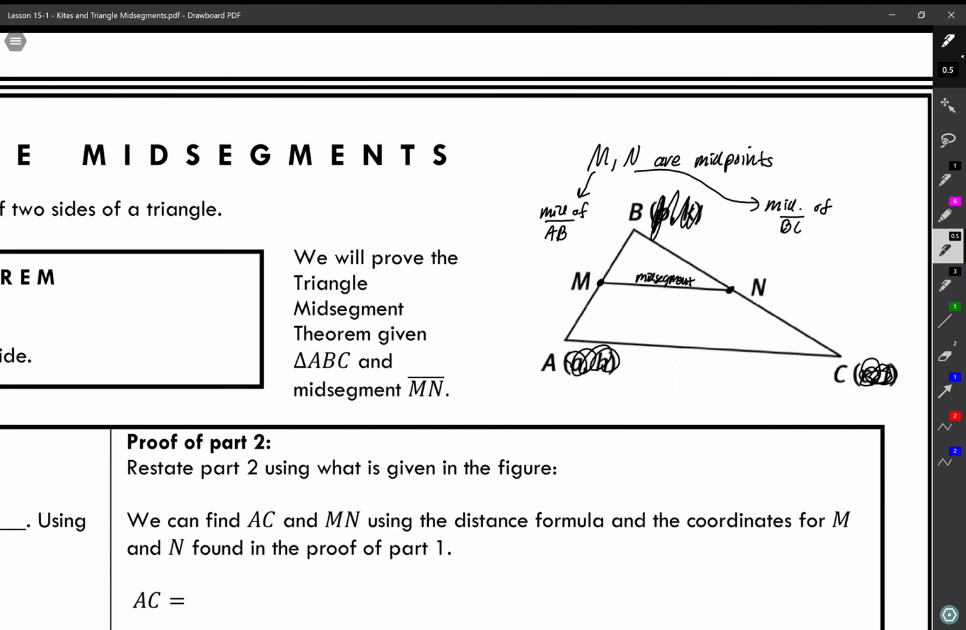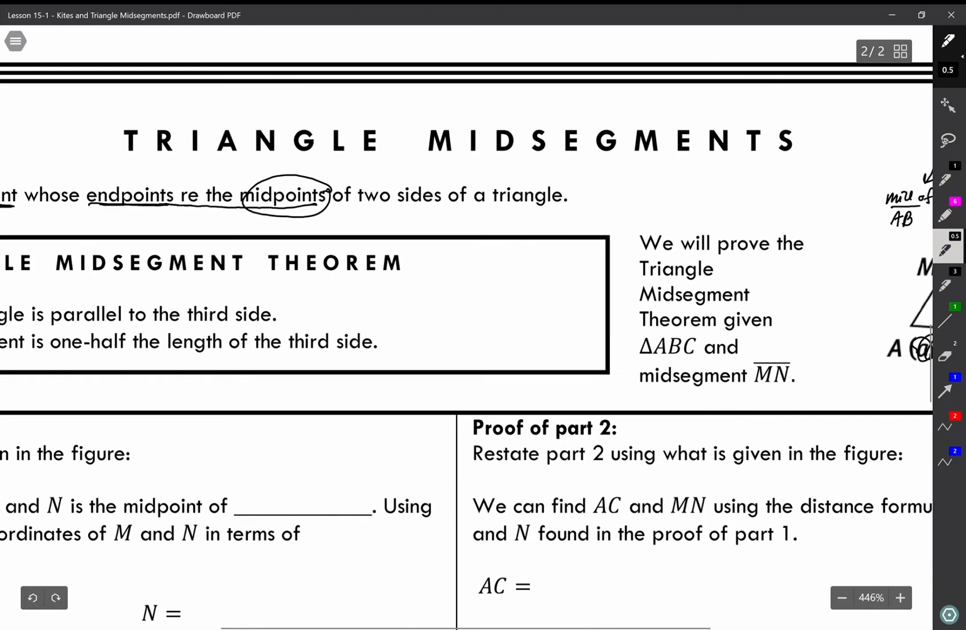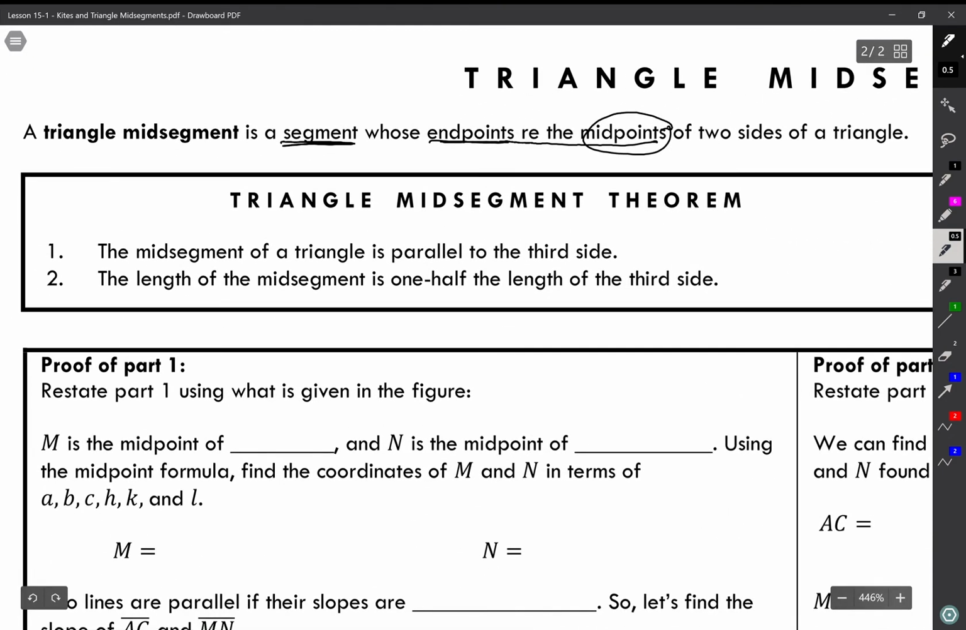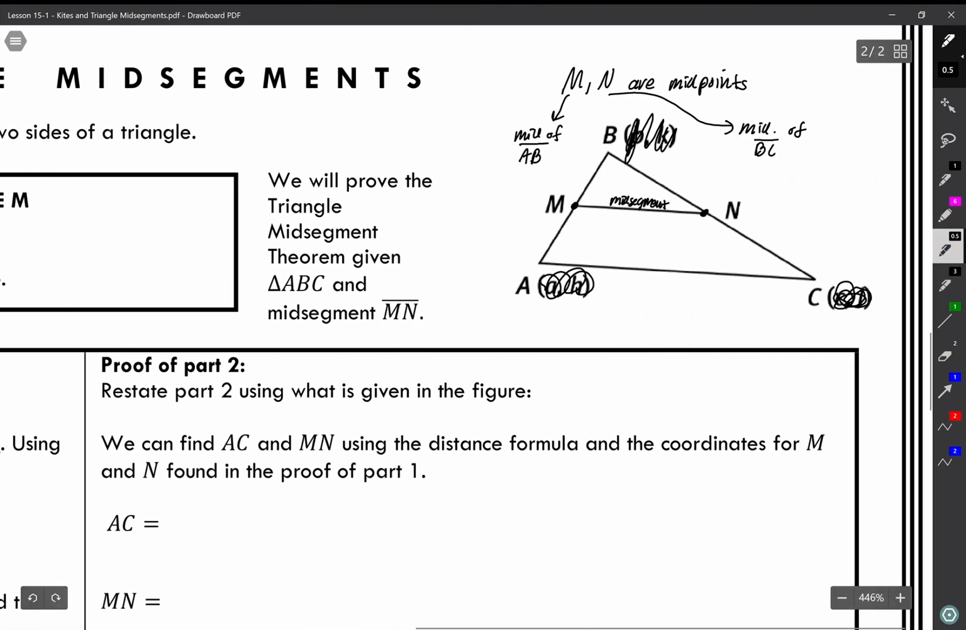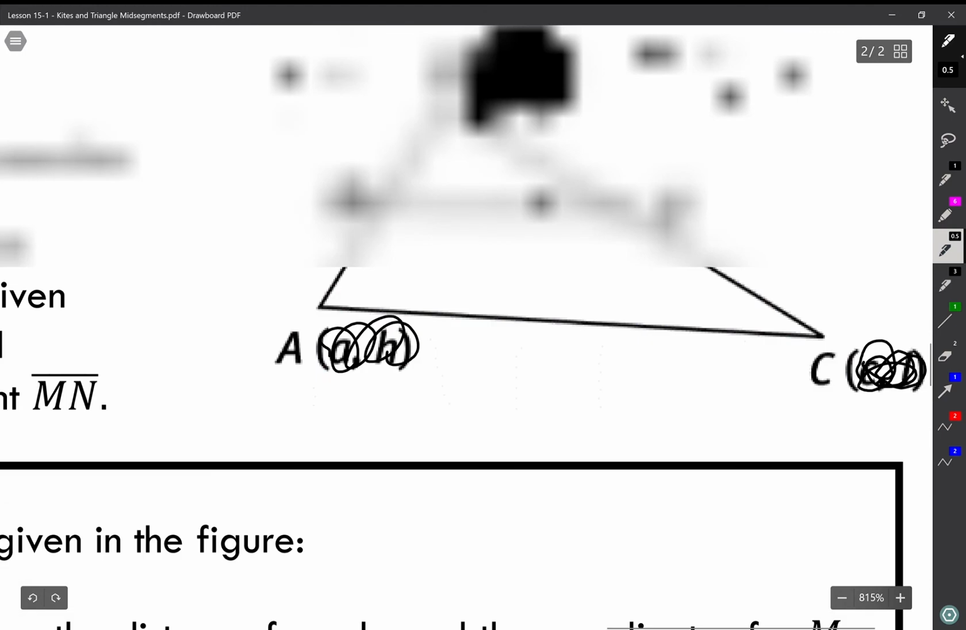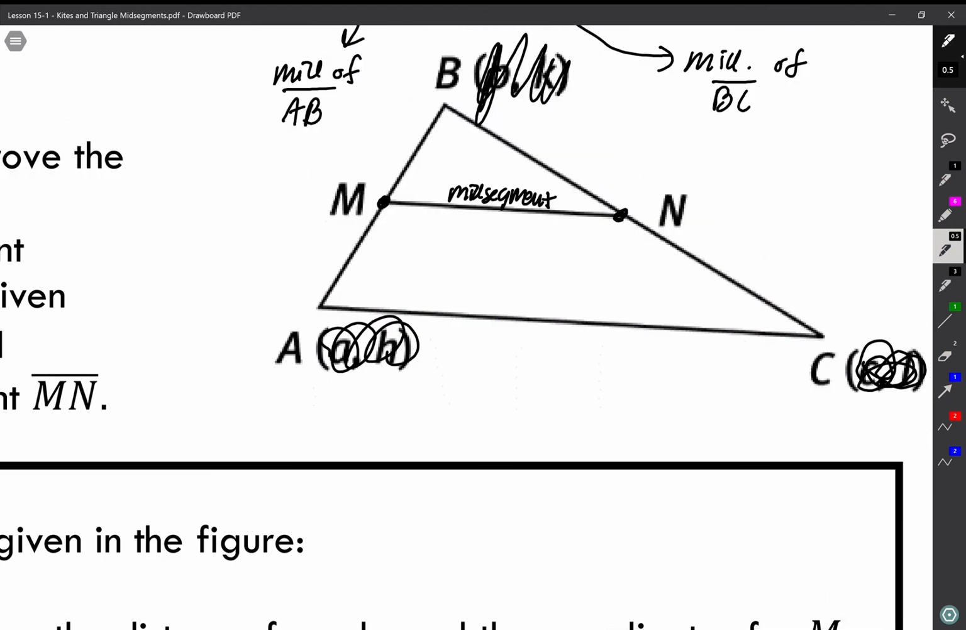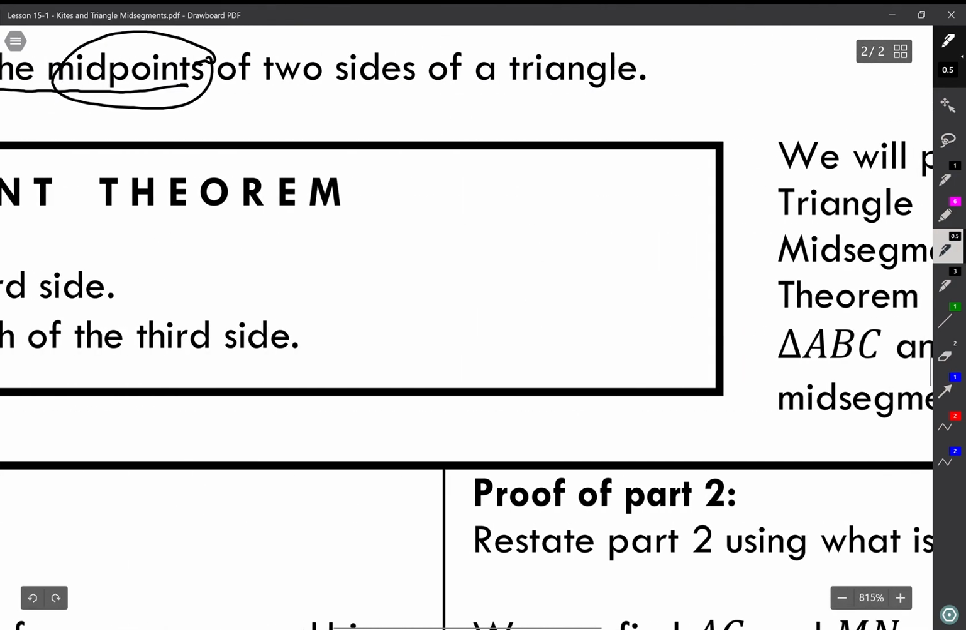So now that we've gone over what a midsegment is, let's go over our triangle midsegment theorem. The first part says that the midsegment of a triangle is parallel to the third side. What I mean by the third side is the side that we haven't done anything with. We've done something with AB and we've done something with BC. So my midsegment, which is MN, the theorem tells us is parallel to that third side, which is going to be AC. And you can kind of see that. They're parallel. They're never going to intersect.